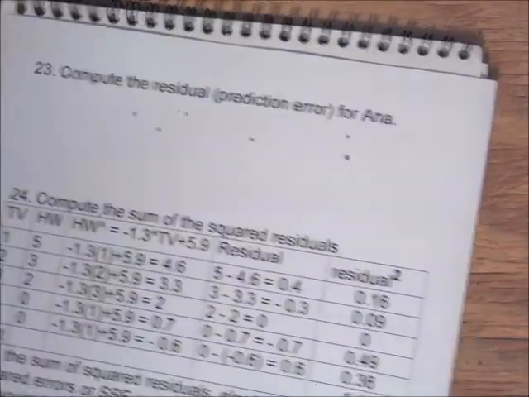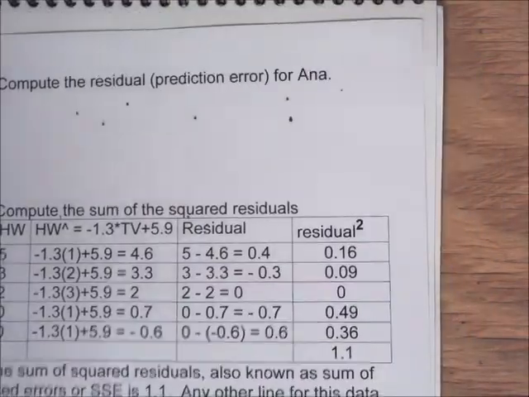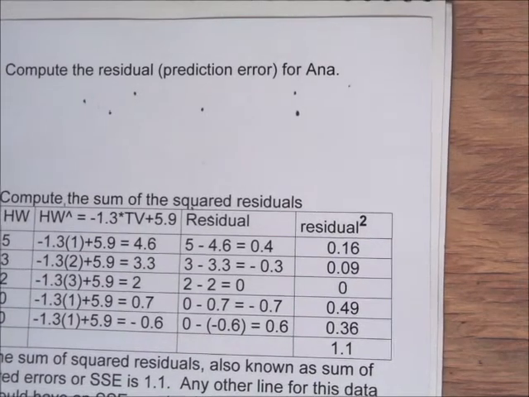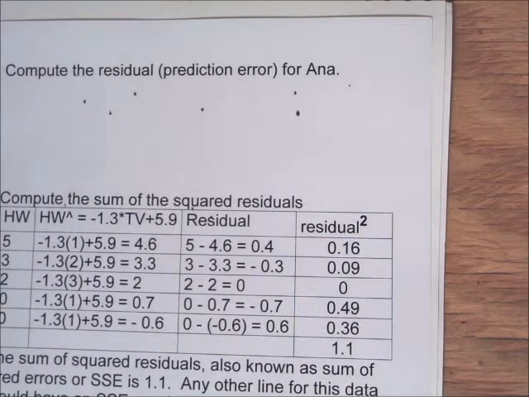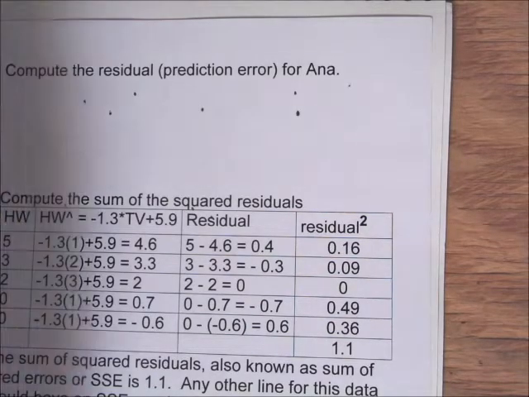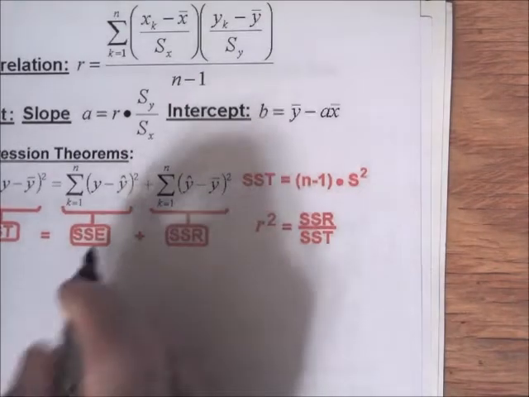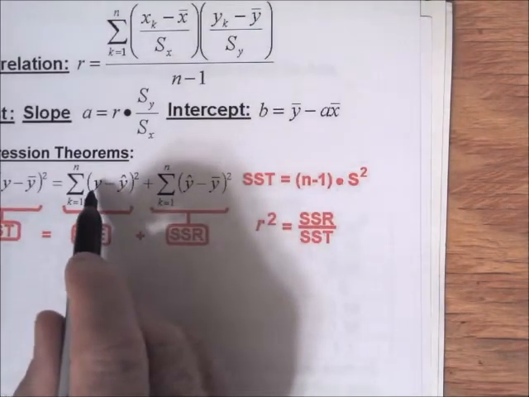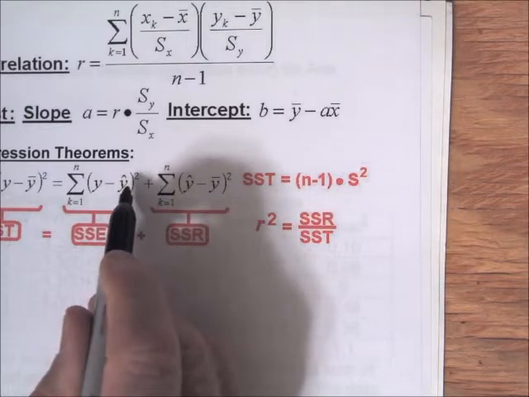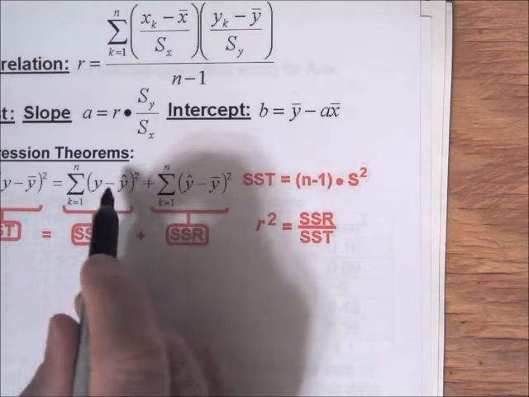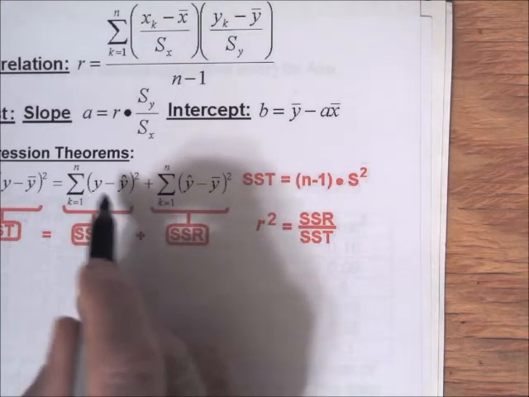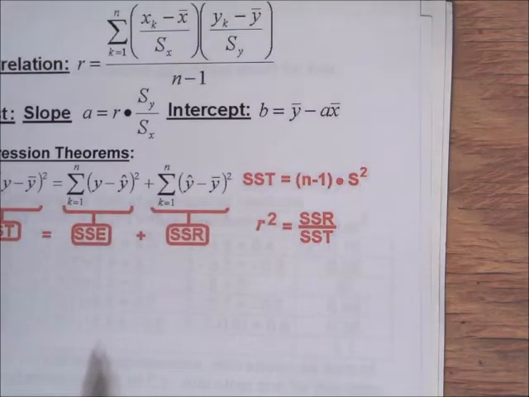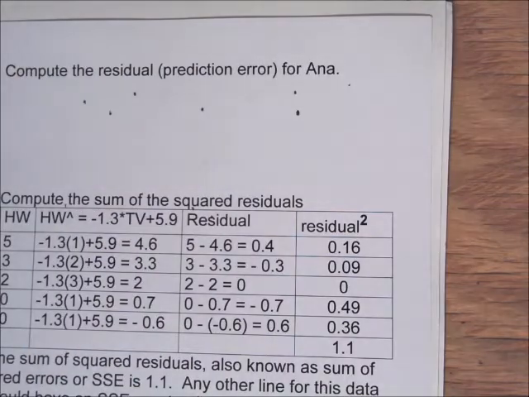Okay, the residual, I mentioned a little bit about the residual before. They're calling it sum of squared errors, SSE. Observed value y minus each predicted value y squared, add them up. And the best fitting line is the one that minimizes this sum of squared residuals or sum of squared errors.